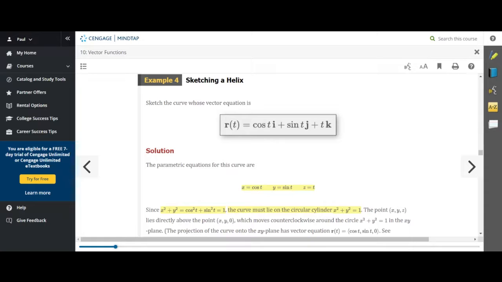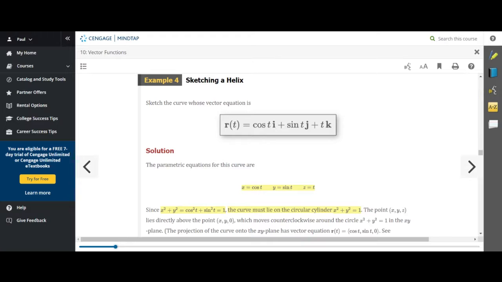And we know that x squared plus y squared would equal cosine squared plus sine squared. That equals 1. So whatever this space curve looks like, it has to lie on the cylinder x squared plus y squared equals 1. That's true for any value of t by virtue of that Pythagorean trig identity. So the curve has to lie on that cylinder, which is a vertical cylinder.